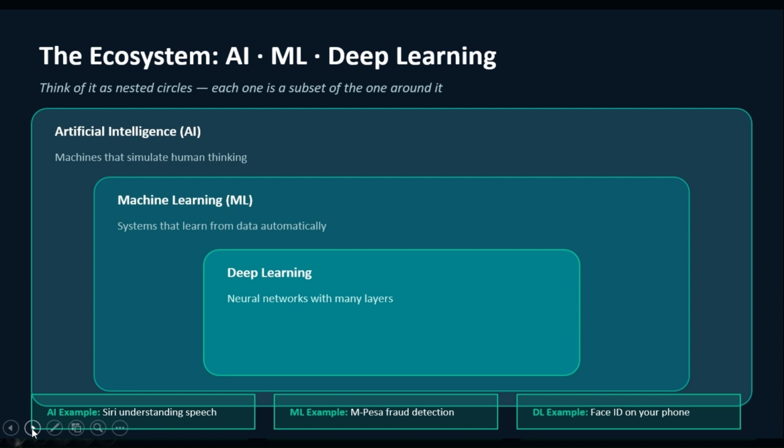And you can see how they are intertwined. Deep learning is at the core. Deep learning is in machine learning. Then machine learning and deep learning are part of artificial intelligence.